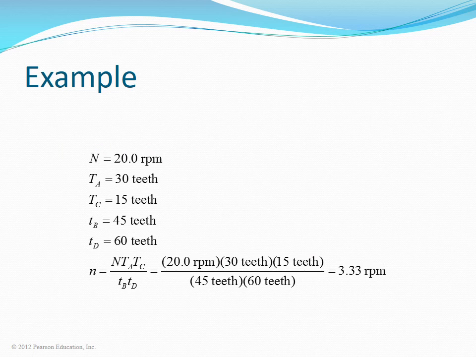Since gears A and C are drivers, T sub A is 30 and T sub C is 15. Gears B and D are driven so that T sub B is 45 and T sub D is 60. Solving for little n gives 3.33 RPM.